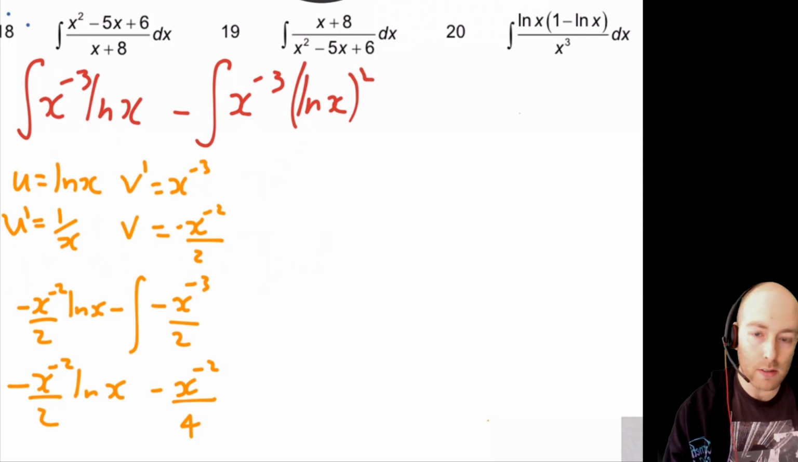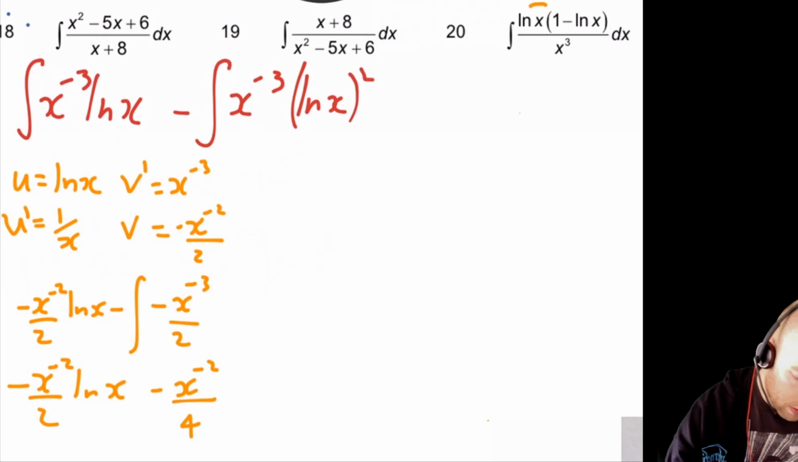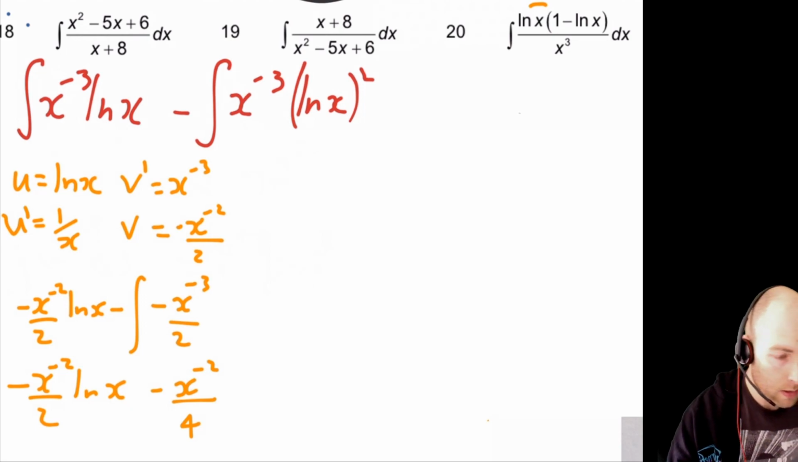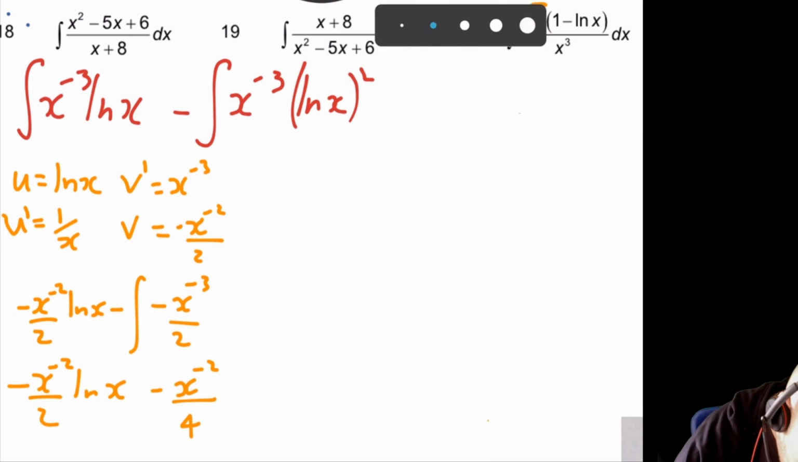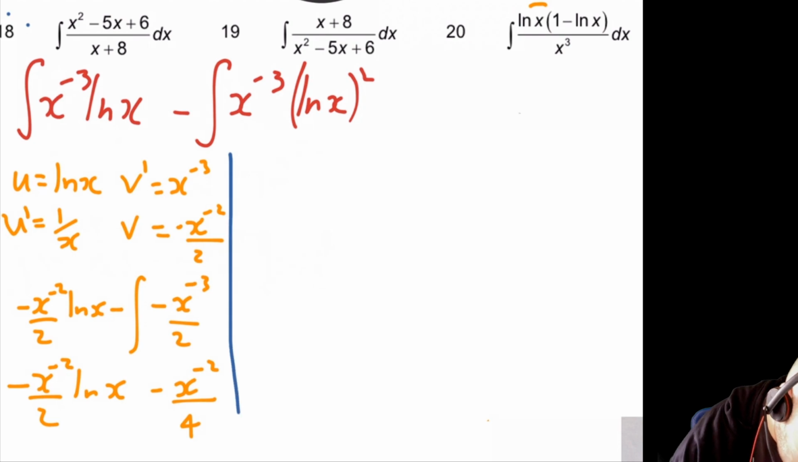Yeah, I've expanded that, Lucas. Hopefully that makes sense now. So I've expanded the brackets. Ln x times 1 is ln x. Yeah, cool. So that's my first bit.